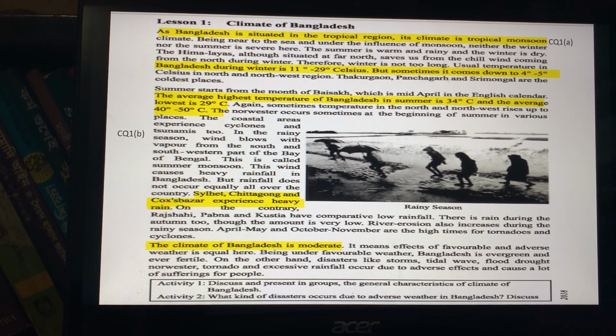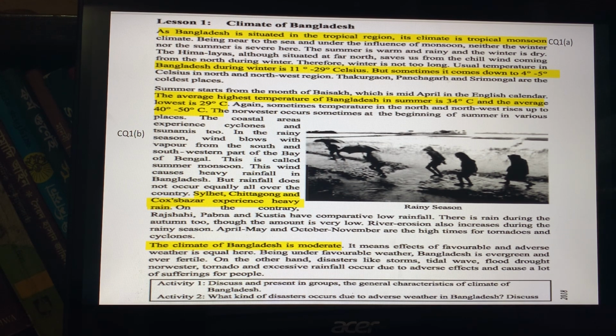Then summer. Summer starts from the month of Boishakh, which is mid-April in the English calendar, isn't it? So this year, summer has already started. The average highest temperature of Bangladesh in summertime is 34 degrees Celsius and the average lowest is 29 degrees Celsius. But sometimes this temperature rises up to 40 to 50 degrees Celsius. But where? Same thing, the northern region of Bangladesh.